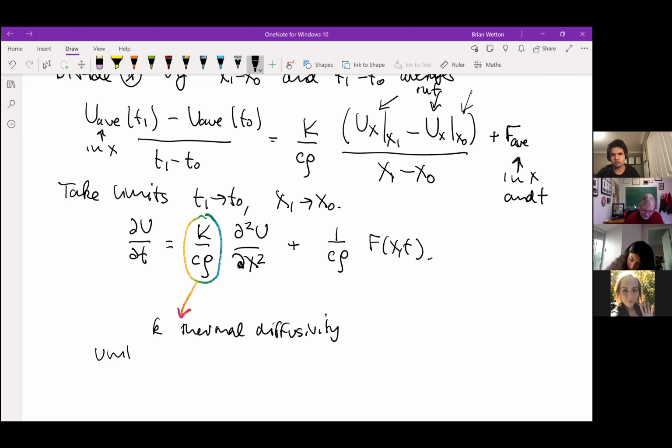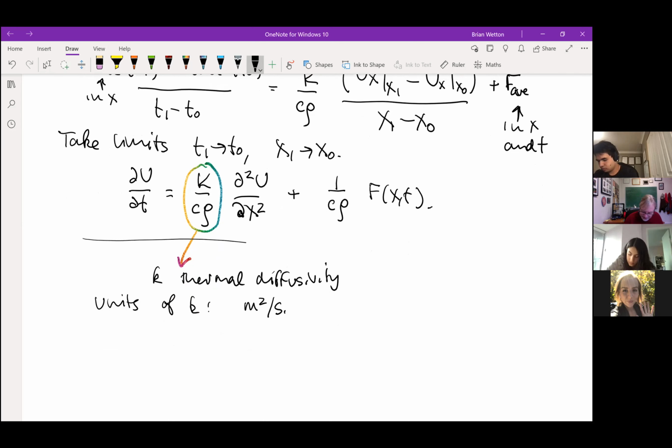And remember, we're going to try and keep track of units to help us identify when things have gone wrong in our derivation. And if you check, the units of k are meters squared per second. That's a typical unit for diffusivity.